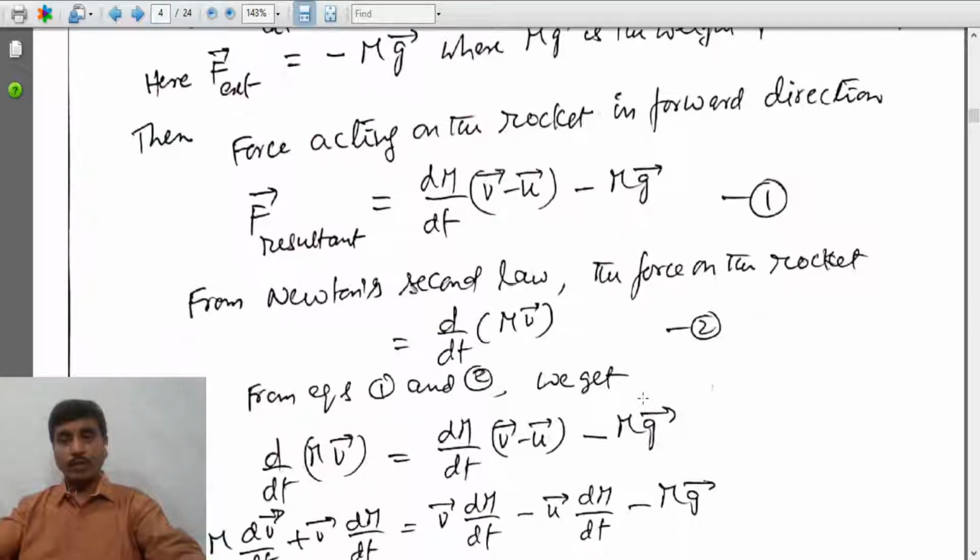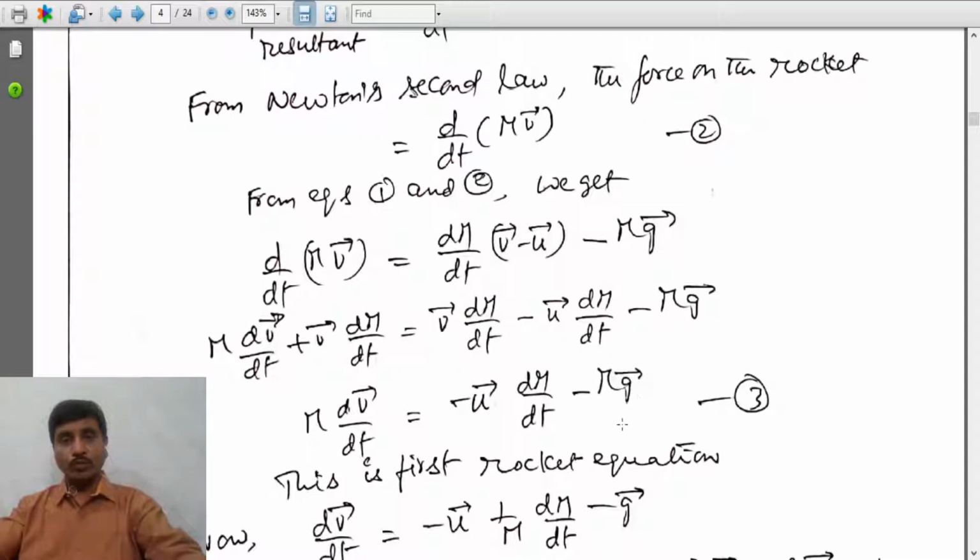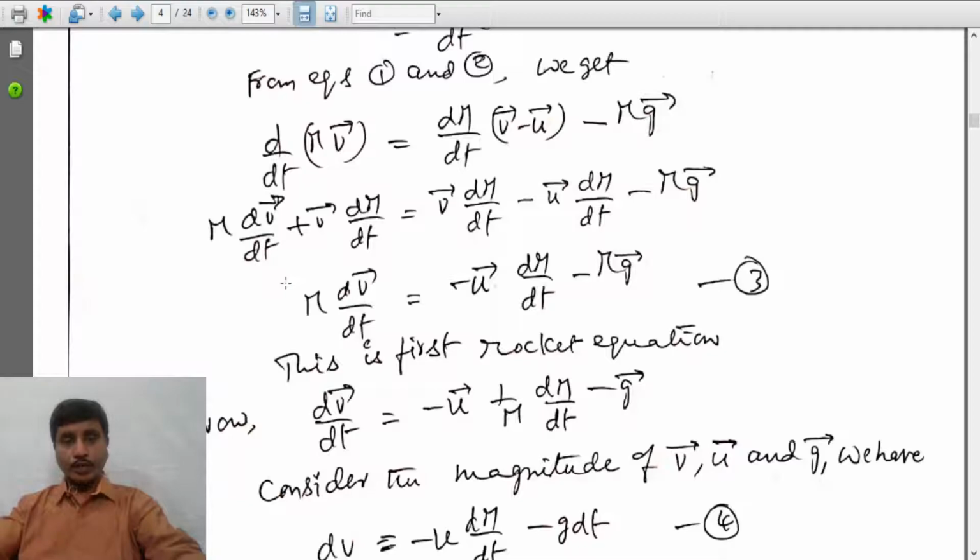From Newton's second law, the force acting on the rocket is equal to d by dt of mv bar. That is equation 2. From equations 1 and 2, we get d by dt of mv bar is equal to dm by dt into (v bar minus u bar) minus mg bar. On expanding this above equation, we get m into dv bar by dt plus v bar into dm by dt is equal to v bar into dm by dt minus u bar into dm by dt minus mg bar. On simplifying, we get m into dv bar by dt is equal to minus u bar into dm by dt minus mg bar. This is the equation 3.